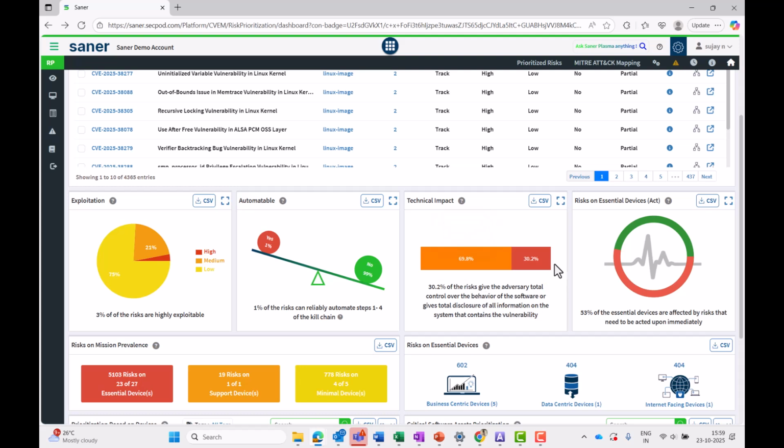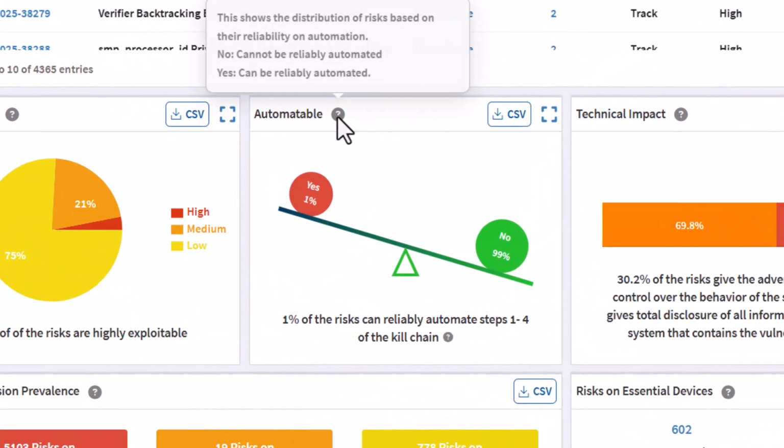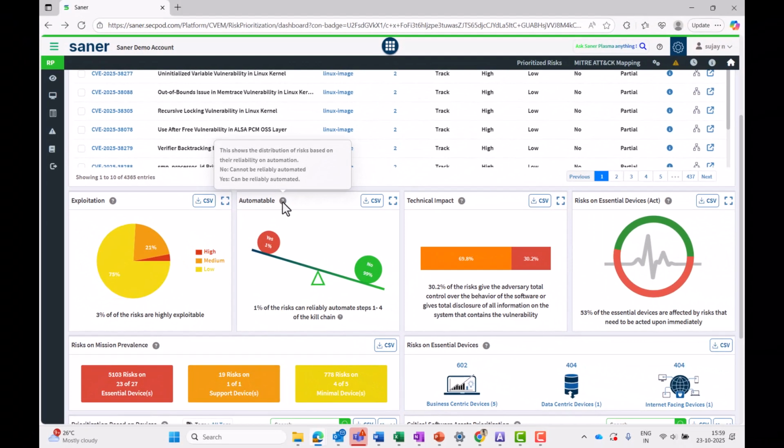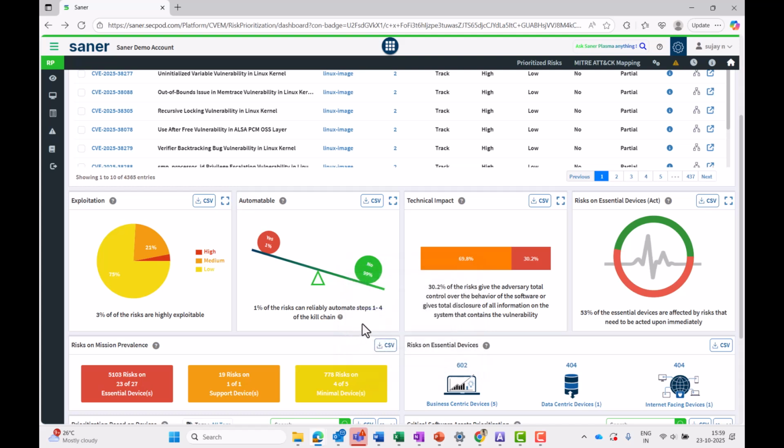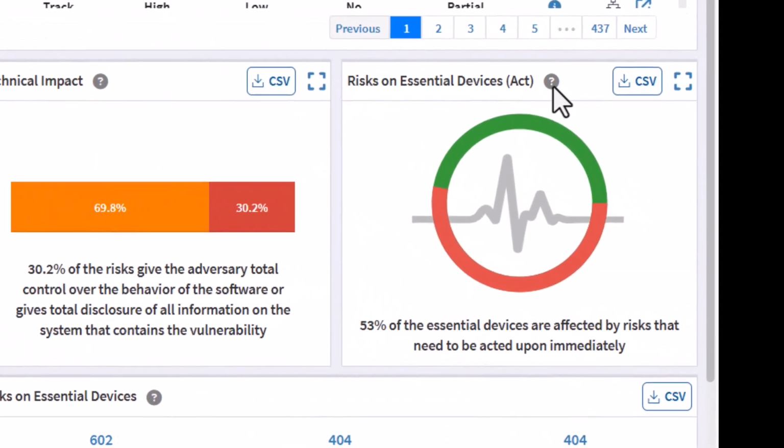We also consider whether the vulnerability is automatable. In other words, can attackers easily scale and script this exploit to hit many targets at once? Factors like attack complexity, the kind of exploit code needed, and how commonly the vulnerable system is deployed all feed into this. If something is easily automatable, it means attackers can weaponize it much faster, and that immediately raises its priority. Finally, there's mission essentiality.